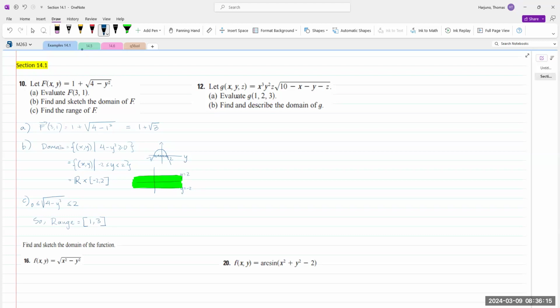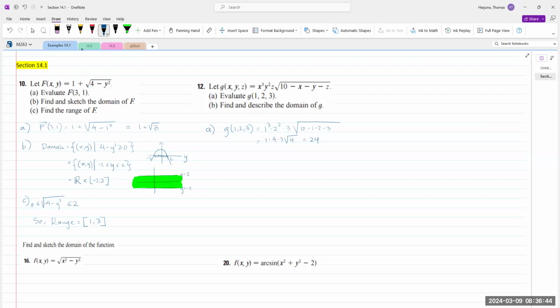Number 12 part A. Evaluate g(1, 2, 3). g(1, 2, 3) will be 1 cubed times 2 squared times 3 times the square root of 10 minus 1 minus 2 minus 3. That is 1 times 4 times 3 times the square root of 4. That's 24, right? 12 times 2, 24.